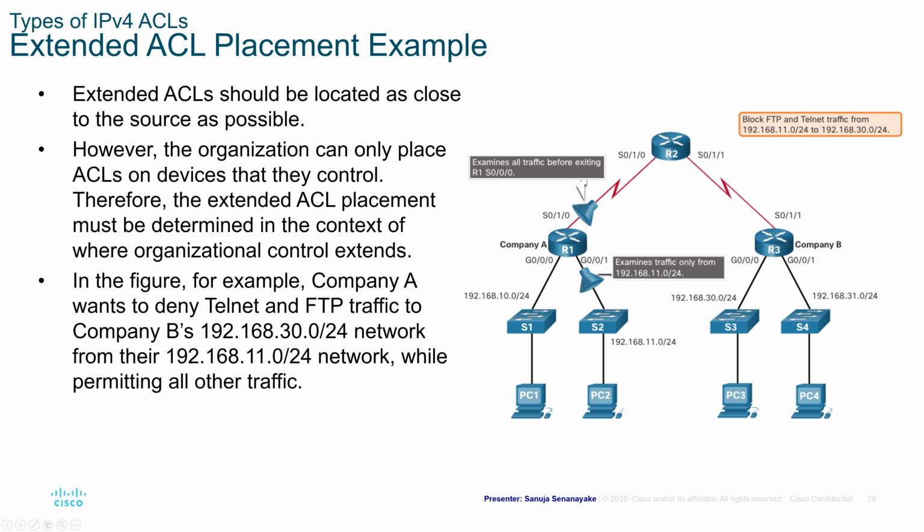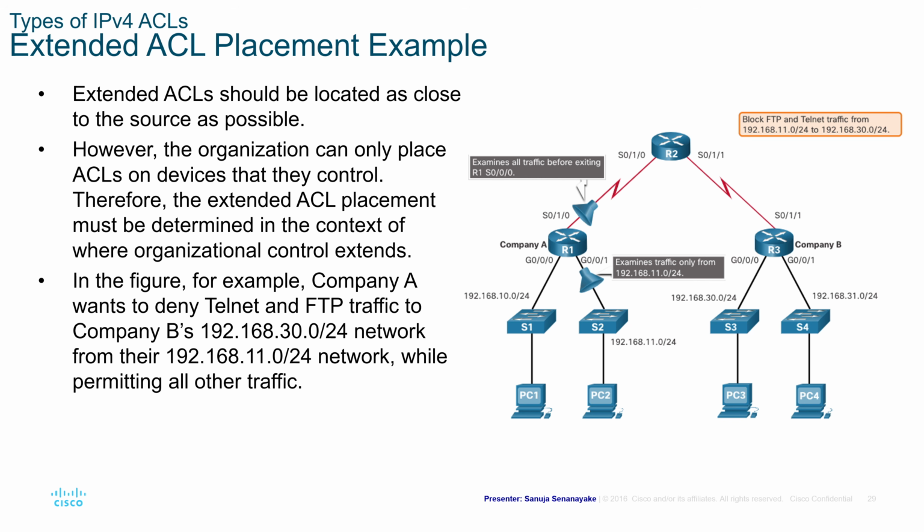Next, we're going to look at how we can place an extended ACL, given this same example. The extended ACL should be located as close to the source as possible. Remember, extended close to the source, standard close to the destination. However, the organization can only place ACLs on devices that they control. Therefore, the extended ACL placement must be determined in the context of where the organization's control extends. So you may not be able to place it everywhere you would like, based on your control.